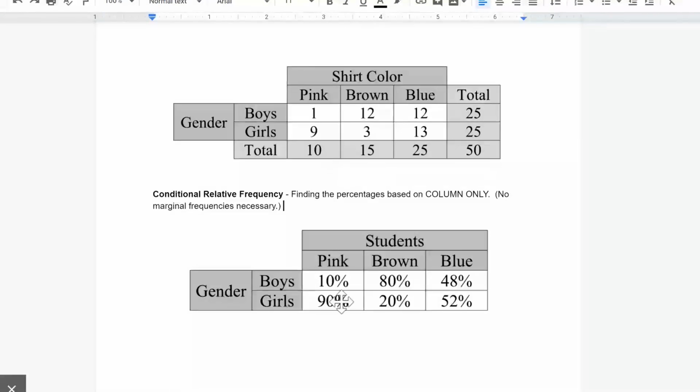Then what we do is we convert that into percentages based on the column. So we take 1, divide it by the total, which is 10, and we get 10%. We do the same thing with 9. So 9 out of 10, 9 divided by 10 is 90%, and we do that for each column. Each column should add up to 100%, and we do not bother with marginal frequencies. So what the conditional relative frequency tells us is out of people wearing pink, we can say that 10% are boys and 90% are girls. So this gives us more specific information based on the column or the subgroup.